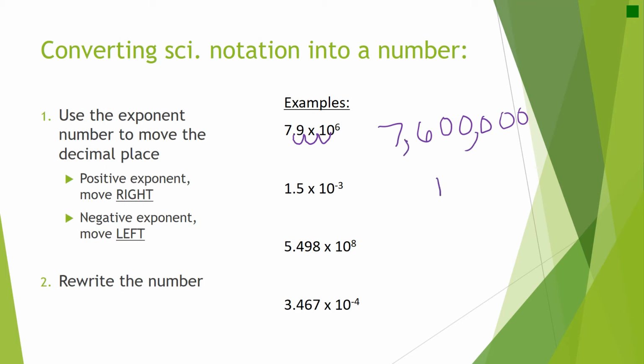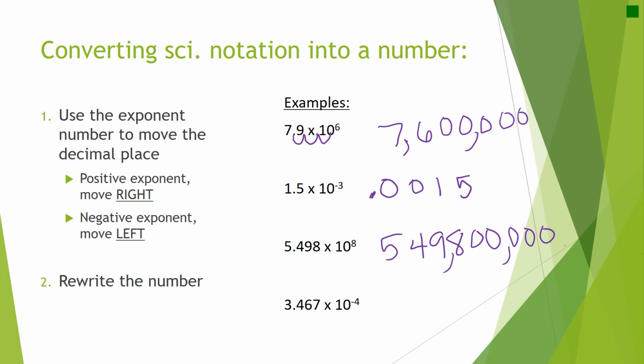Let's try the next one, 1.5, except it's negative 3, so I have to go the other way, to the left. 1, 2, 3. So this is where my decimal is, and then this would be my number. Get rid of those dots, and now that decimal, and you're good to go. Whoops. All right, try the next one, 5.498 times 10 to the 8th. So it's going to make it bigger numbers. So 1, 2, 3, 4, 5, 6, 7, 8. Put zeros below where those little loops are. And then put your commas starting from the right.